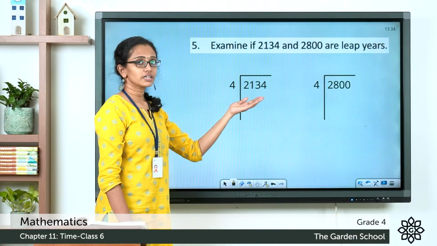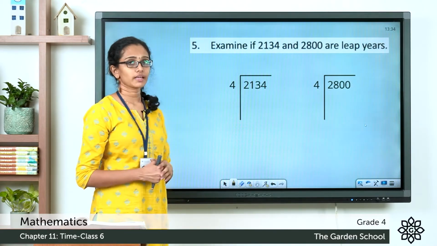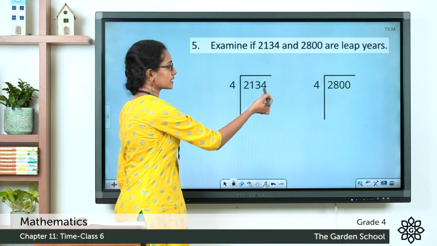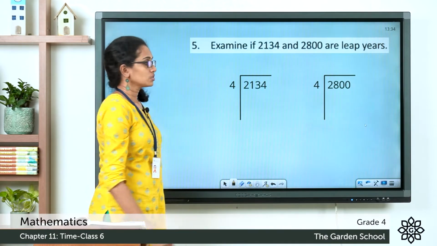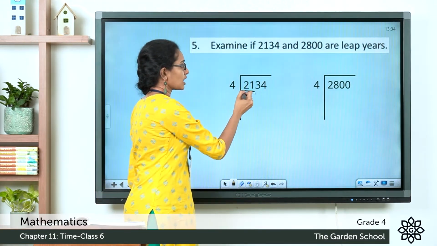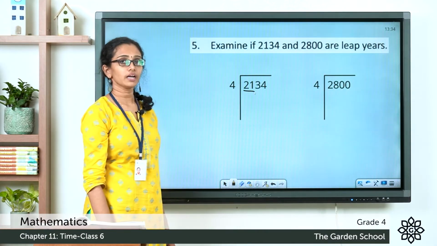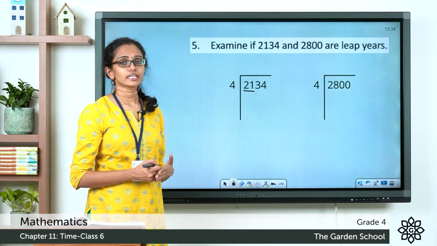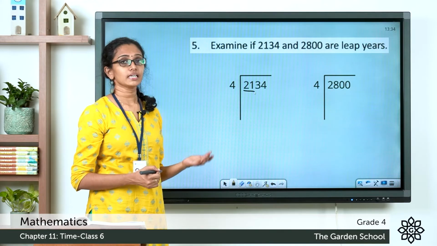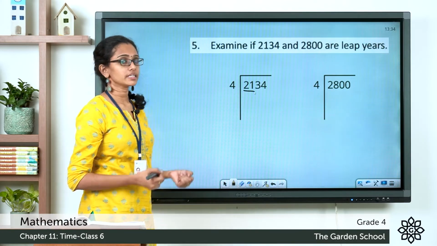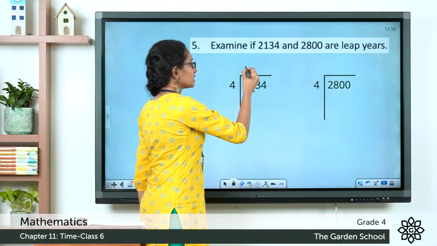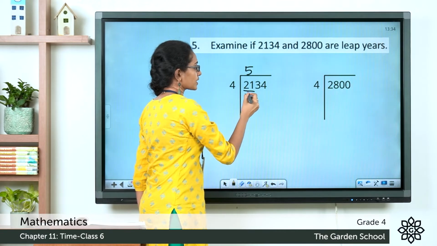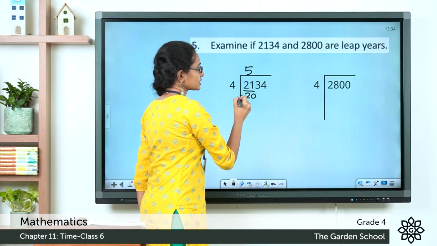So we have the years written here for the long division method. So 2134 divided by 4. Let's consider the first 2 digits. How many 4s will go in 21? We know 4 ones are 4, 4 twos are 8, 4 threes are 12, 4 fours are 16 and 4 fives are 20. So let's write 5 here. Now 5 fours or 4 fives are 20. Now let's do the subtraction.